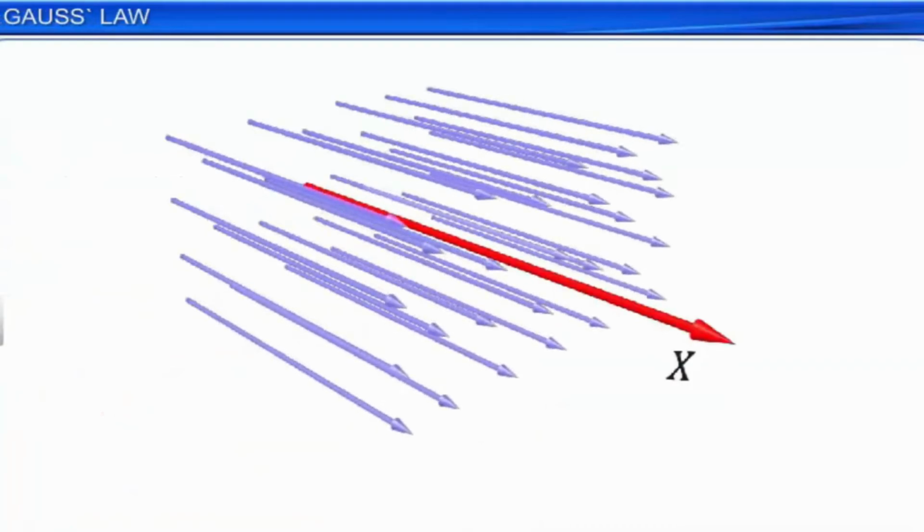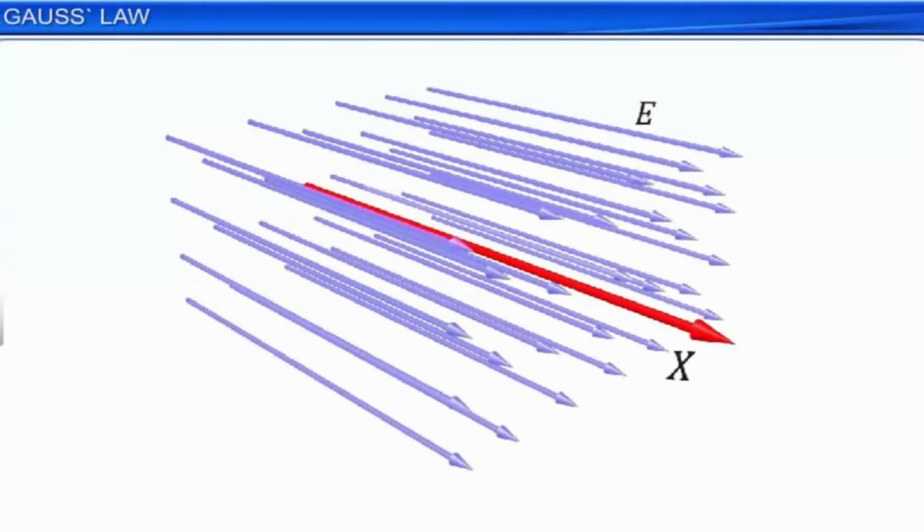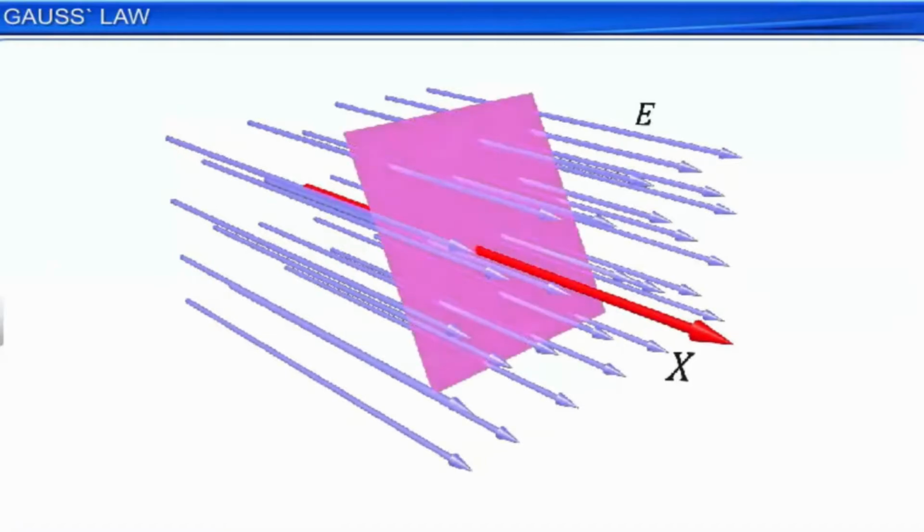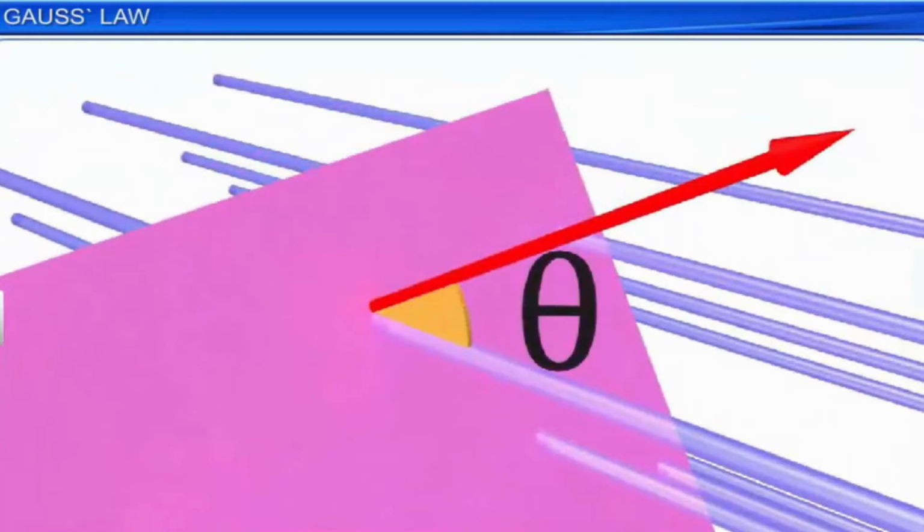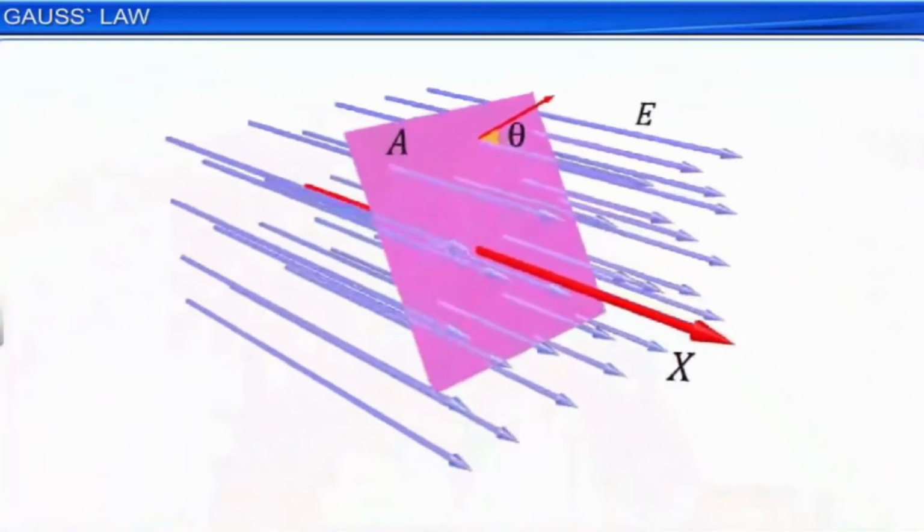Uniform electric field of strength E along the x-axis. Consider a rectangular surface of area A placed in the uniform electric field such that its axis makes an angle theta with the direction of the field. In other words, the area vector A, which is conventionally taken along the outward normal to the surface, makes an angle theta with the direction of the electric field.